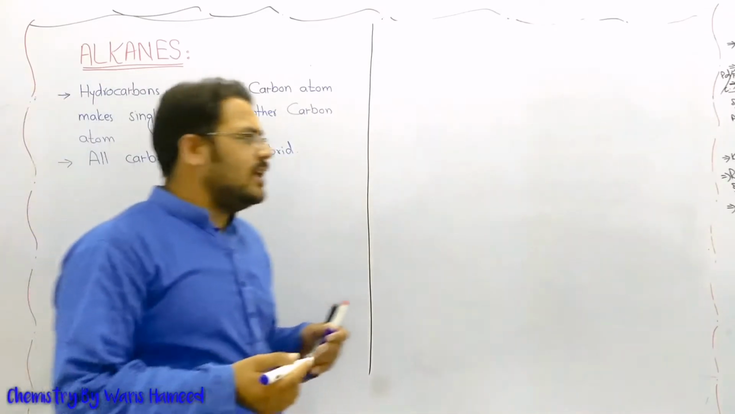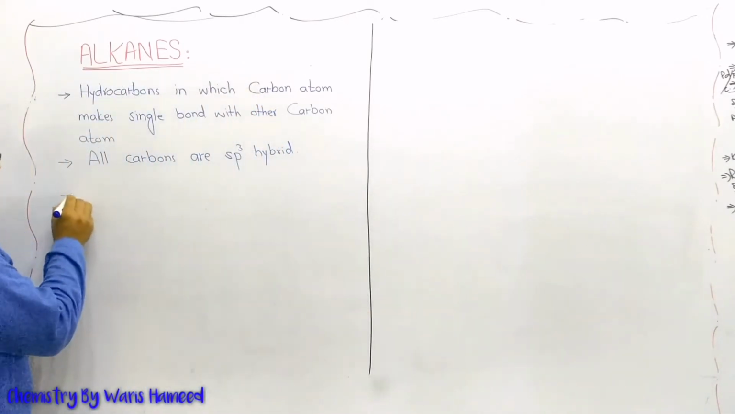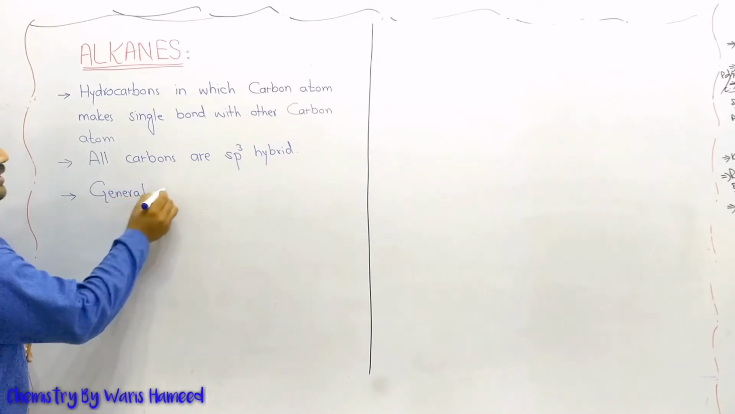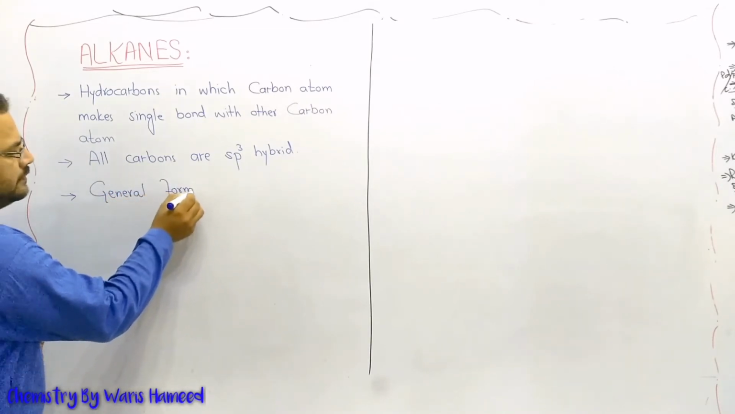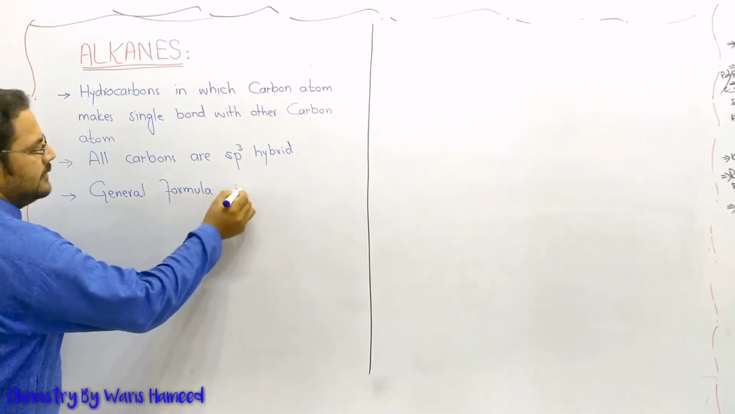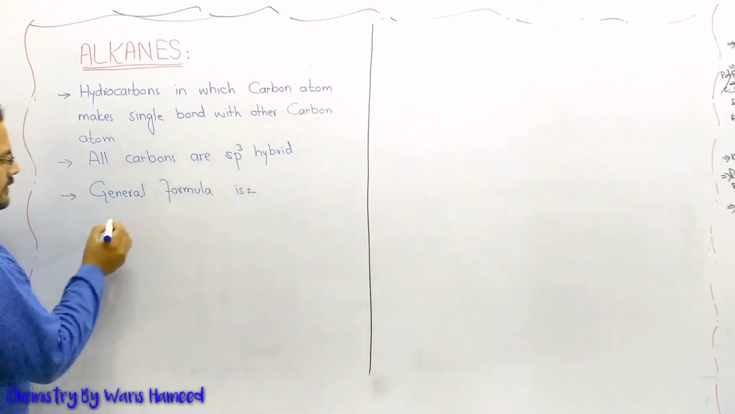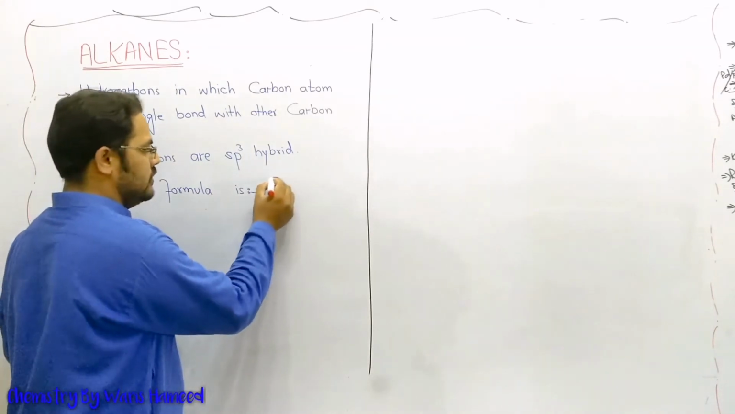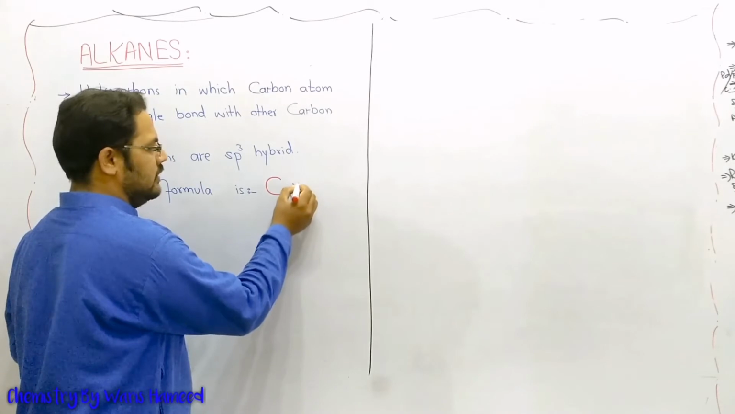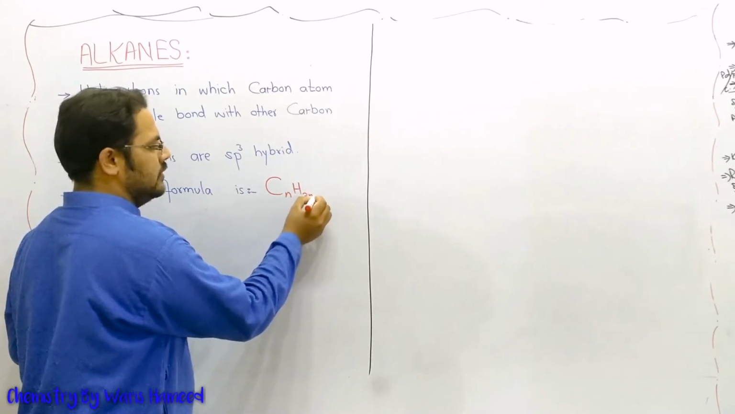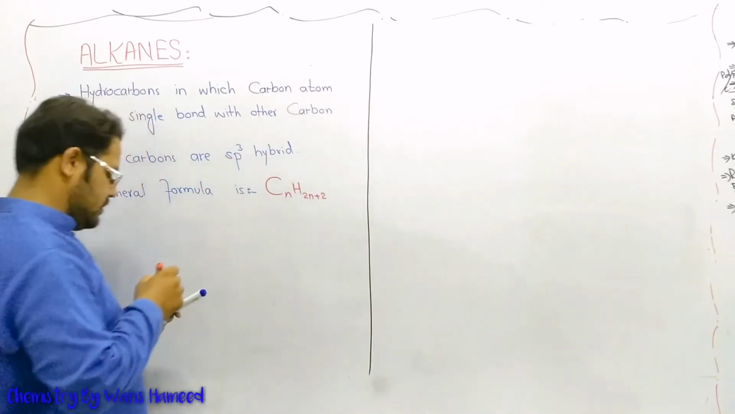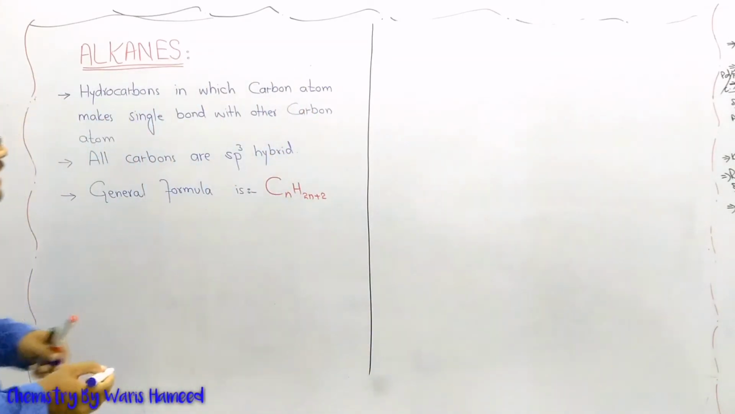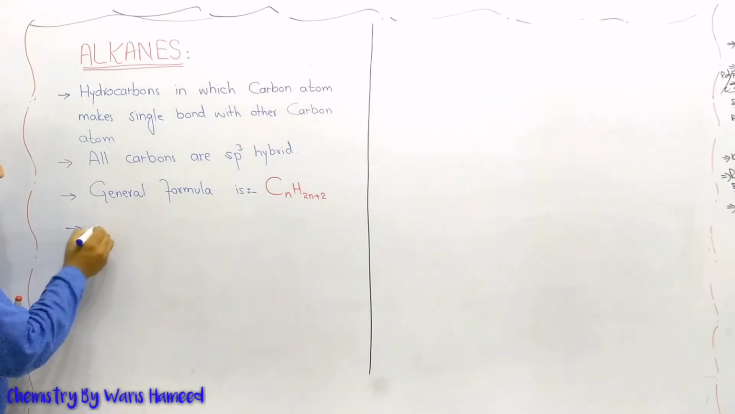Their general formula is CnH2n+2. Alkanes are also known as paraffins.